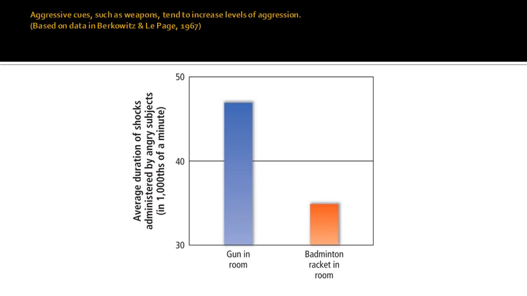And this is based on a study. You can read more about it in your textbook, but there's an increase in the average duration of shocks administered by an angry subject when there is a weapon in the room, okay, such as a gun, which is a significant trigger. Now, if there's a badminton racket or something that looks like a small tennis racket, you see a significant reduction in, again, the average duration of shocks administered by the subject.